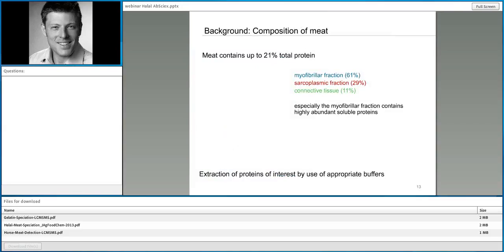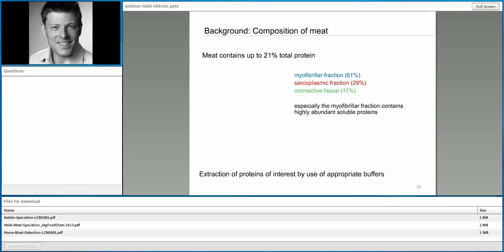And the next point is that there are some nice things about the composition of meat. Meat contains up to 21% of total protein. So we are lucky in this situation that we have loads of potential biomarkers in here. In addition, we have two highly abundant protein fractions. On the one hand, the myofibrillar fraction, which is about 60% of the total protein, contains all the proteins from muscle fibers, and the sarcoplasmic fraction is composed mainly of the highly abundant enzymes. The connective tissue is quite insoluble and contains mainly collagen and elastin. So we went mainly to extract the highly abundant proteins from the myofibrillar and the sarcoplasmic fraction.